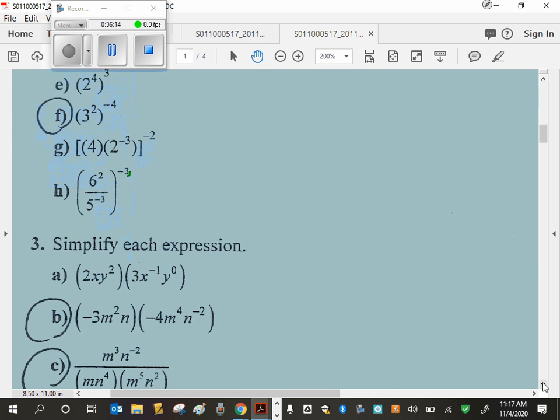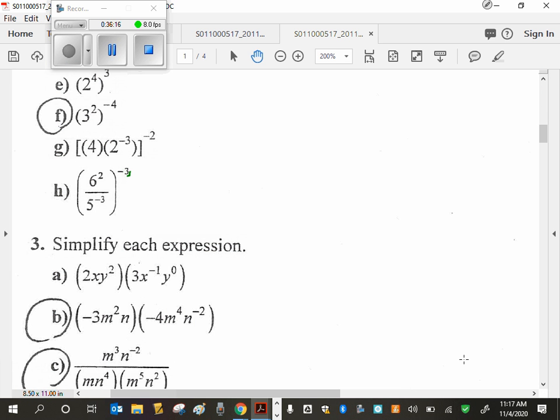Okay, let's go ahead and do F. Go ahead and apply the exponent laws, and then write your answer with positive exponents, please. Okay, so this one, do we add or multiply exponents? Okay, 2 exponents in a row means multiply, so 3 to the negative 8 is 1 over 3 to the positive 8. Good job. Go ahead and do 3b.